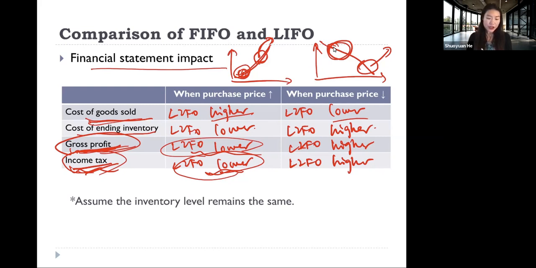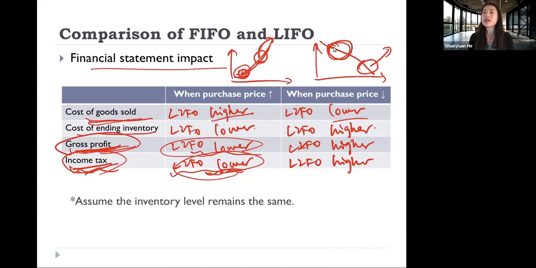The firm can just choose to use LIFO for tax purposes so that it pays lower tax. At the same time, the firm can choose to use FIFO for financial reporting so that it can report higher financial net income. So the purpose of this rule is that this is not permitted to happen. The firm cannot just choose LIFO for taxable purposes and FIFO for financial reporting.